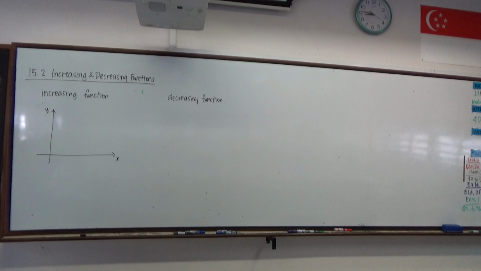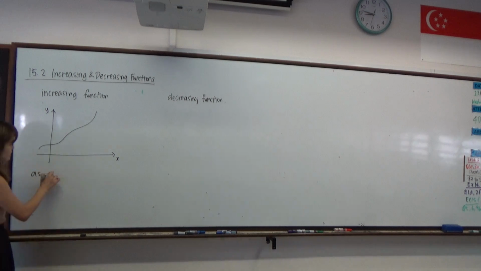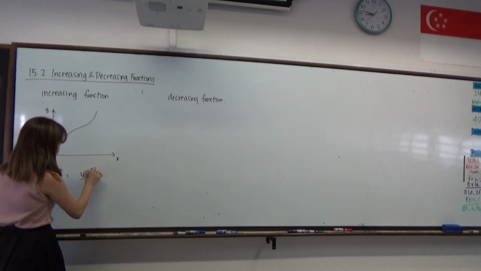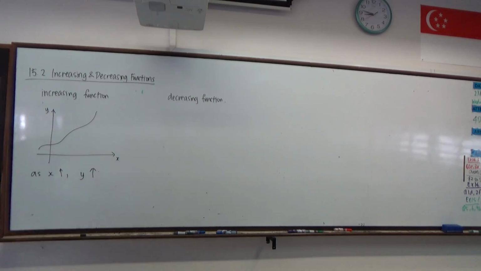If I have a function and the graph maybe somewhat looks like that, this is what we call an increasing function. And how do we define it? It is such that as x increases, we find that y also increases. So this is what is meant by an increasing function.